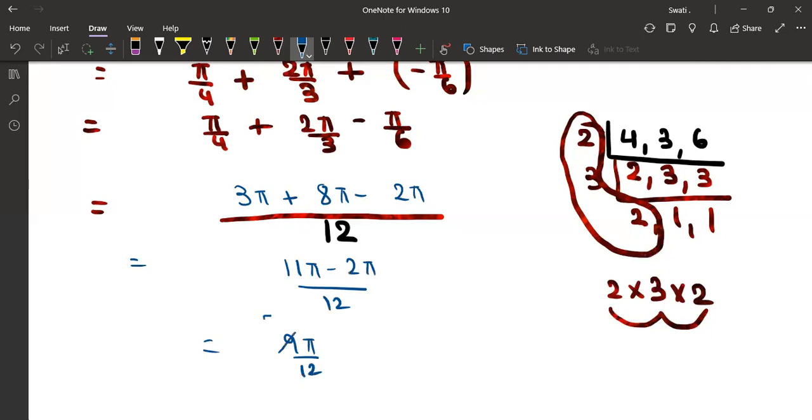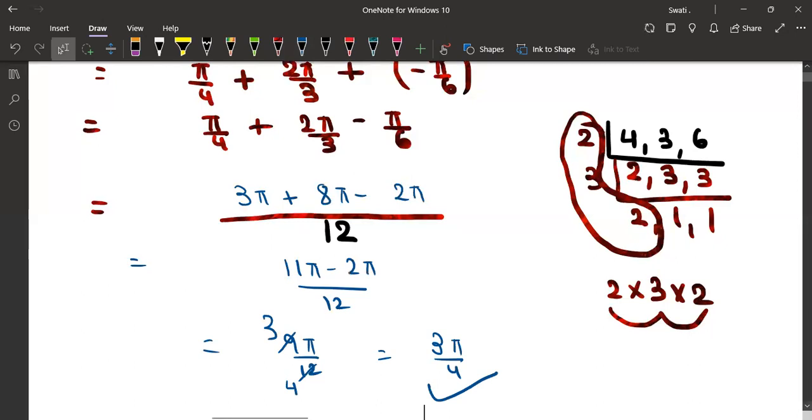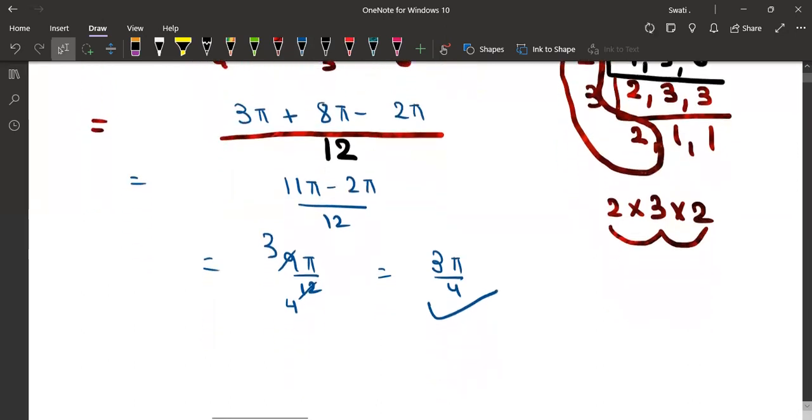Of course, we can simplify this. 3 times 3 is 9, 3 times 4 is 12. So the answer is 3 pi by 4. And that is our answer, 3 pi by 4. Now we can go to the next question. So for the next question, I'm just going to write down that question once again.